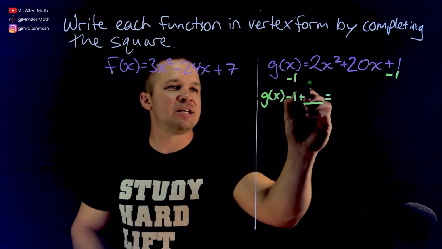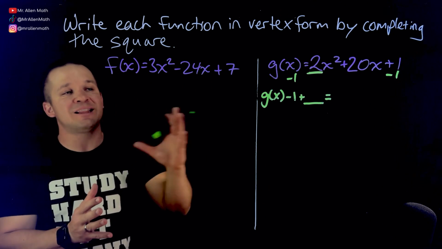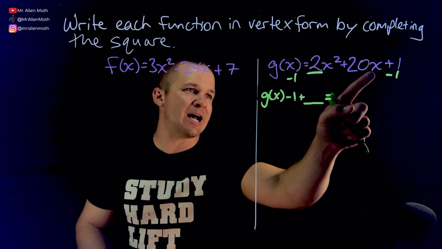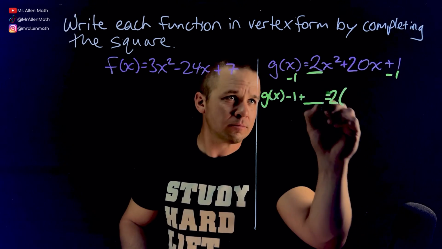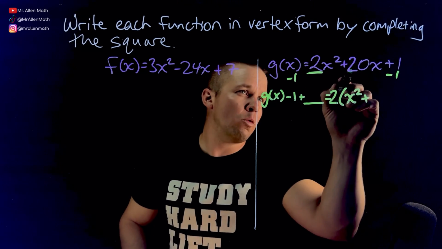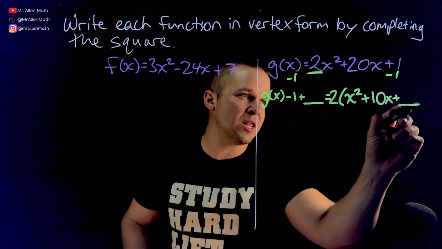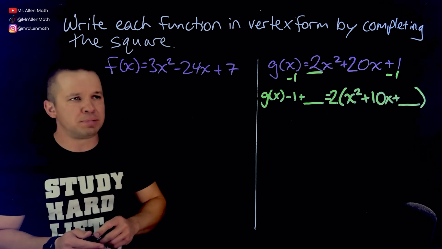Next, I have to take out this constant, that coefficient out front right there. I have to take that out, sort of kind of as a GCF, but not really, because I'm not going to take the x out with it. Okay, it's just the number. So just 2 comes out. I'm left with the x squared, and then we have plus, well, 20 divided by 2 is 10x, and then I have the plus and then a blank once again. Okay, so what goes in those blanks?